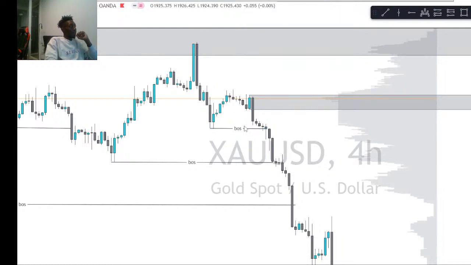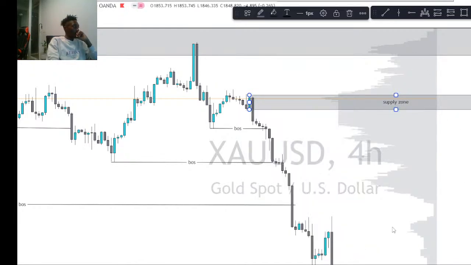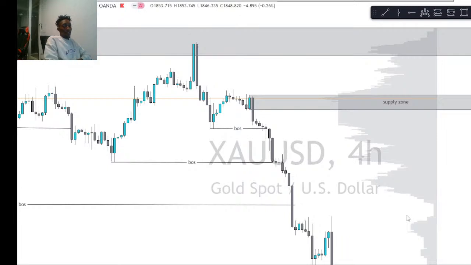So we can see that we have an untested supply zone there. Let me mark it: supply zone. You understand? Supply zone. After we have marked our supply zone, what do we do? We need to find reasons for us to keep looking for buys. You understand? So what are the reasons?